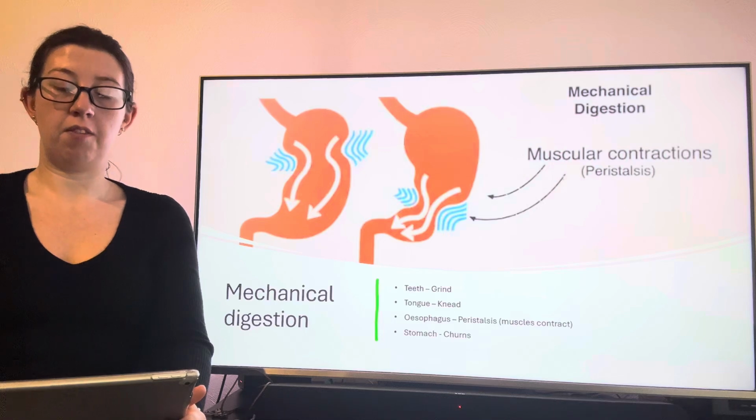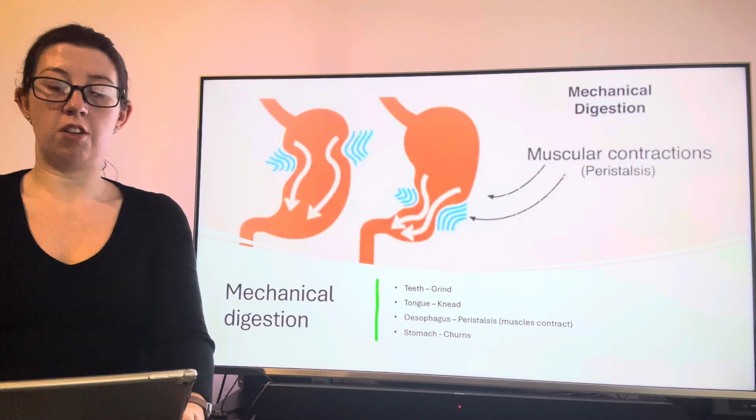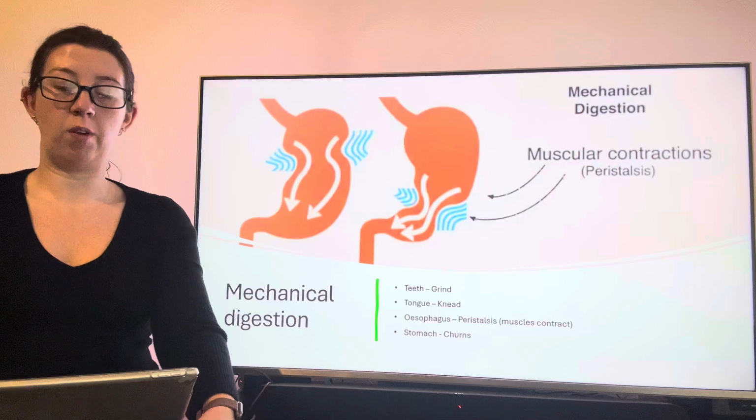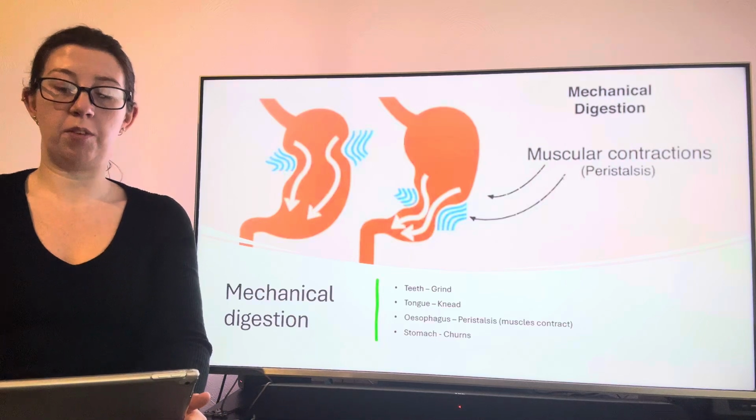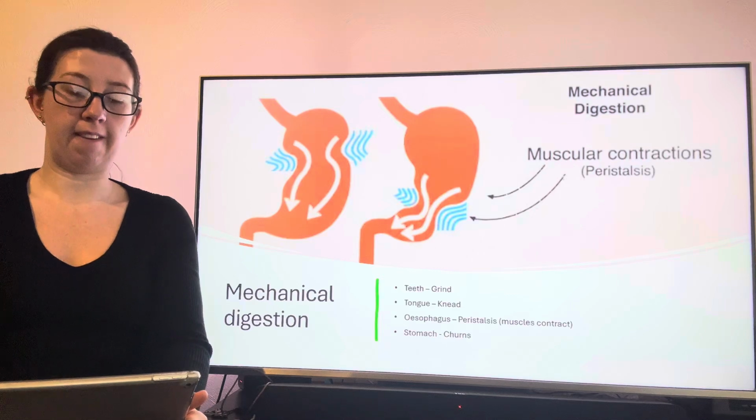Mechanical digestion involves the teeth that break down the food, the tongue that kneads the food to form a bolus, the esophagus that pushes the food down into the stomach, and the stomach muscles contract to churn the food.